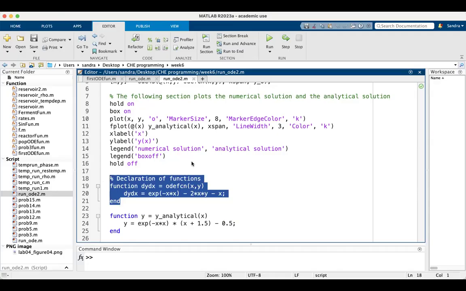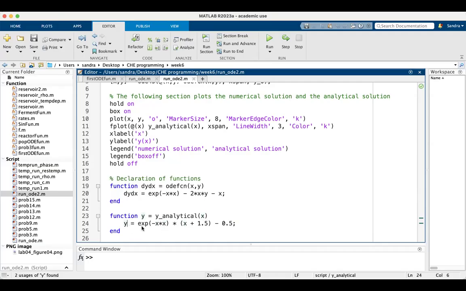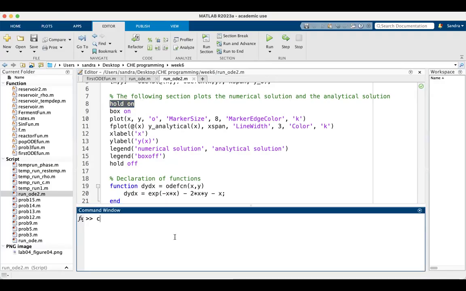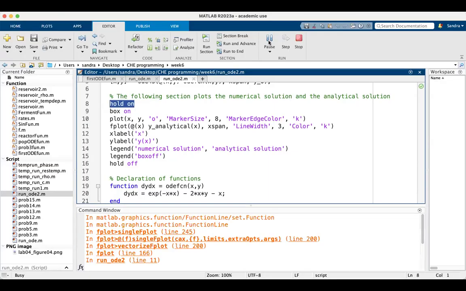Next, coming to the analytical function, we have already tried to solve this. If you give an x value, your y value will be nothing but exponential minus x square multiplied by (x plus 1.5), minus 0.5. This will be the analytical solution. We are trying to plot both together in the same plot, so that is why we have the hold on function here. Let me just try to run this.